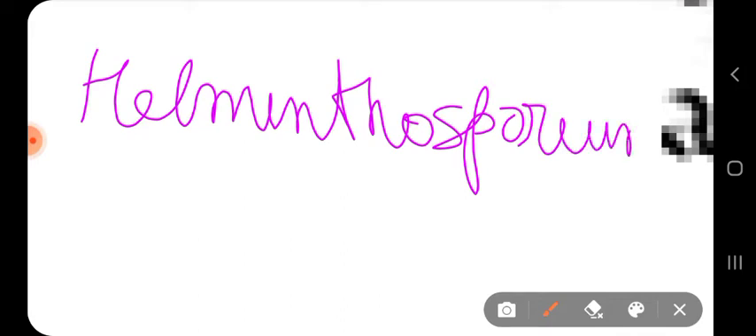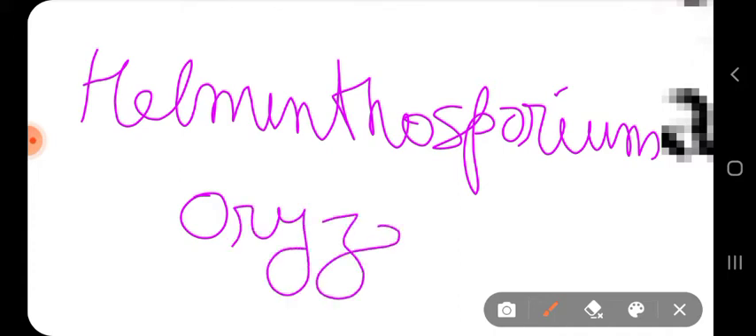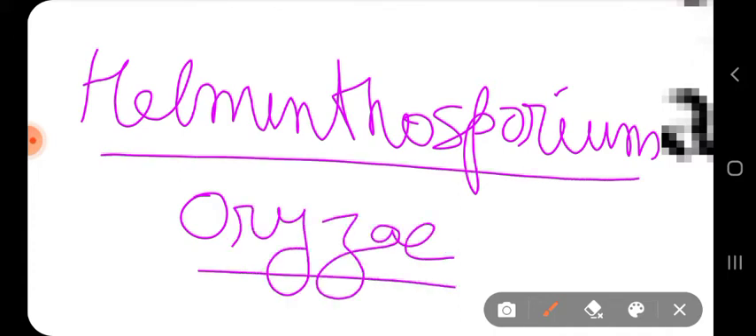Helminthosporium oryzae. So this is a pathogenic microorganism which damages the rice plants. Through somaclonal variation, rice plants are grown in a medium having this toxic agent obtained from Helminthosporium oryzae, and we grow such types of rice plants.